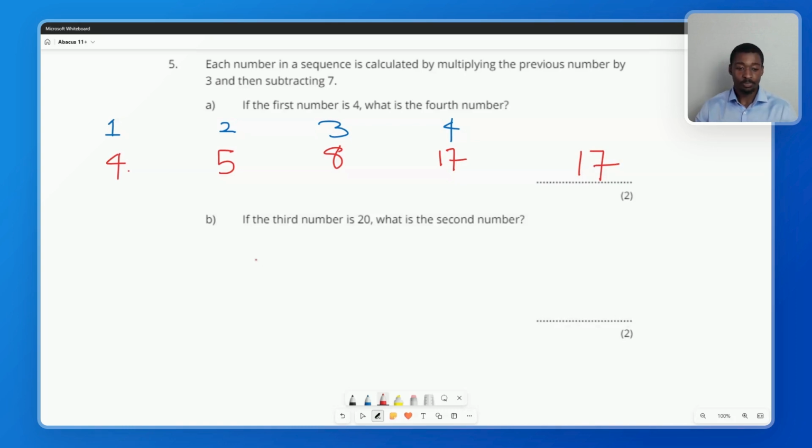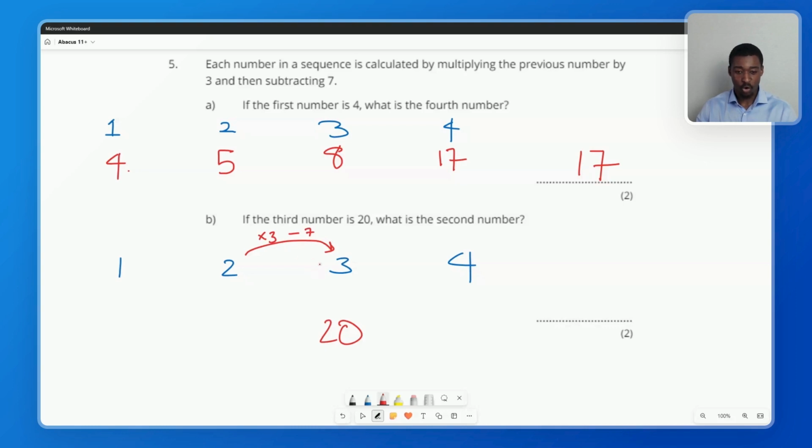So now for part B, we're told if the third number is 20, what is the second number? So let's just simply take this same position structure. We have 1, 2, 3, 4. Here we're told the value of the third number is 20. Remember, to go from 2 to 3, what did we do? We multiplied by 3 and then we subtracted 7.